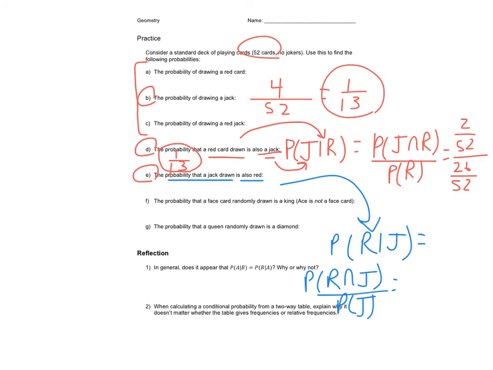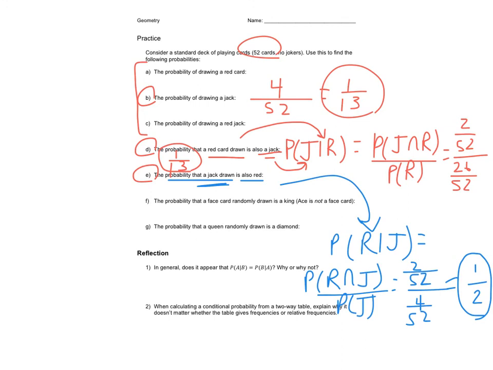So as I figured that out, the probability of a red jack is still 2 over 52. And the probability of a jack is 4 out of 52. If you conduct that division through multiplying by the reciprocal, the 52s would cancel and you would get 1/2. So notice how the difference in the wording completely can change your answer, doesn't it? Probability that a jack drawn, well, there's only 4 jacks, right? And 2 of them are red, so 2 out of 4.